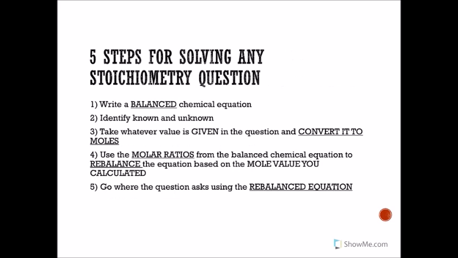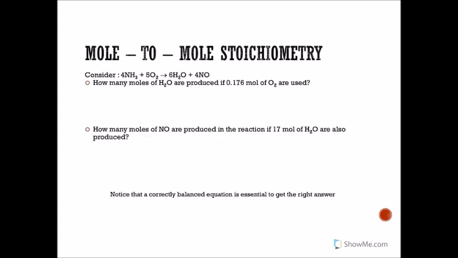So, 5 steps for solving any of these stoichiometry questions. We need to make sure we write a balanced chemical equation, identify known and unknown variables, take whatever value is given in the question and convert it to moles, use the mole ratios from the balanced chemical equation to rebalance the equation using the mole value you calculated, and go where the question's asked using the rebalanced equation.